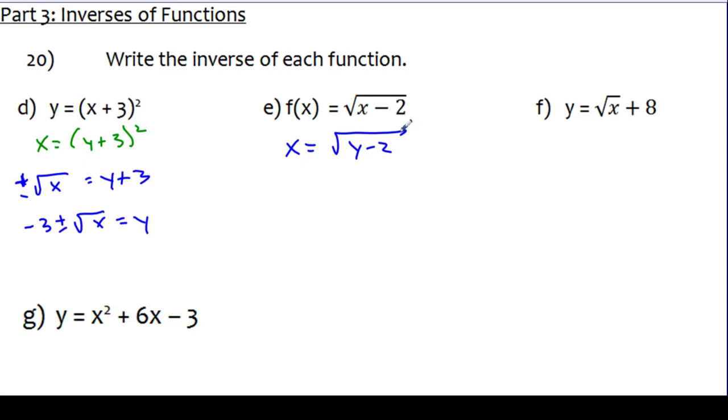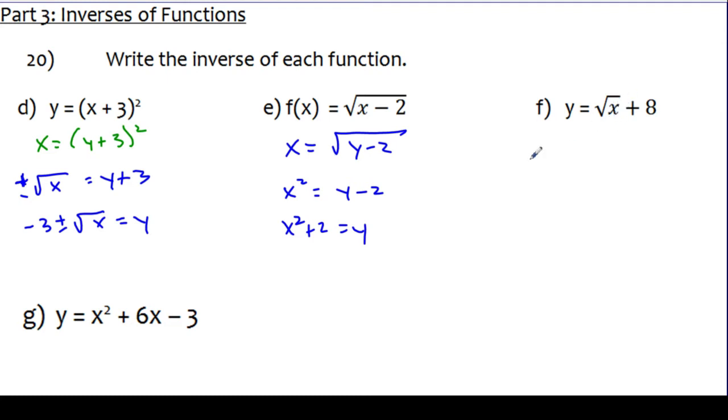In order to get rid of a square root, I'm going to square both sides, so it looks like x squared now. Okay, and then I just need to add the 2 over, and y is alone, so it's x squared plus 2 is equal to y, and that would be my inverse. Okay, problem letter F, same idea.